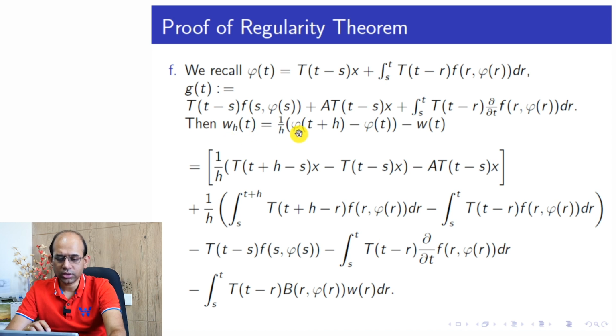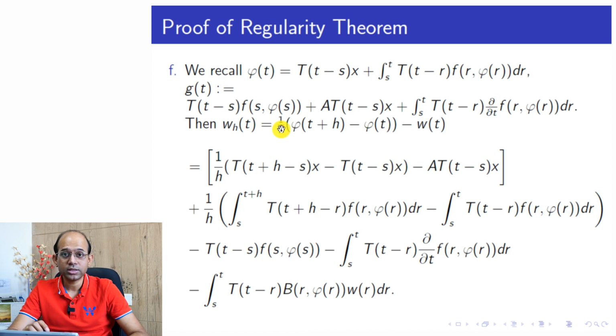So W_h(t) is equal to this. I am writing down the difference phi(t+h) minus phi(t) first. 1 over h is there, so you should not forget about it. So 1 over h, and here capital T(t+h-s) is coming, minus capital T(t-s), the difference applied to x. And then this term is coming from G, because W has a G term, but W is coming with a negative sign, so minus of this term would be present here. So minus capital T(t-s)x is coming from that.